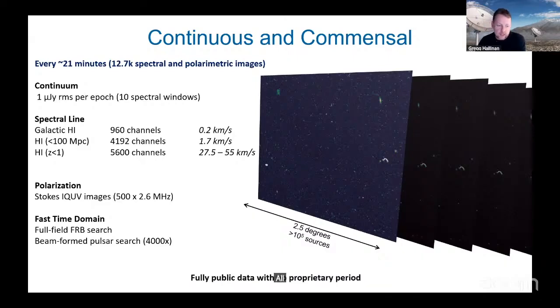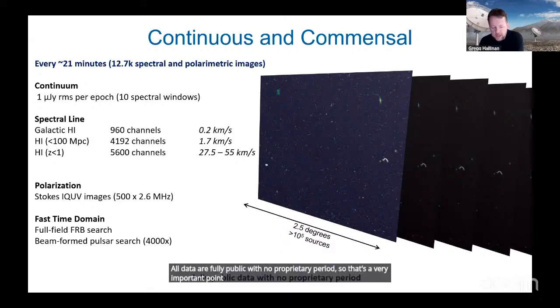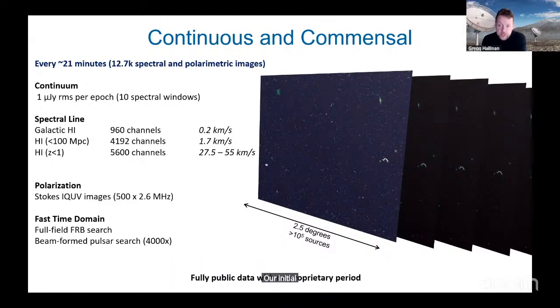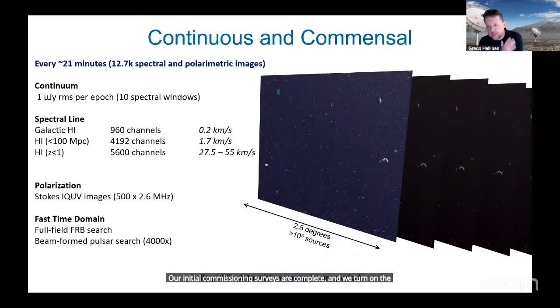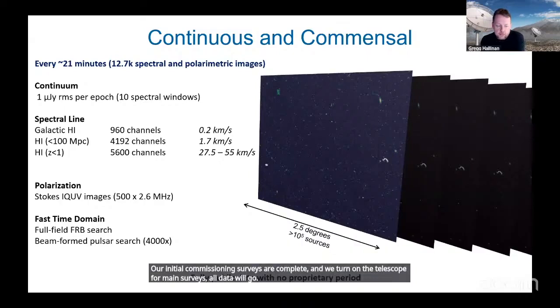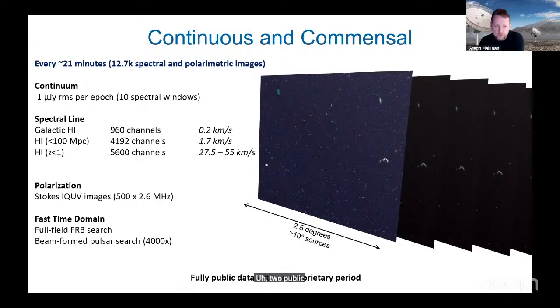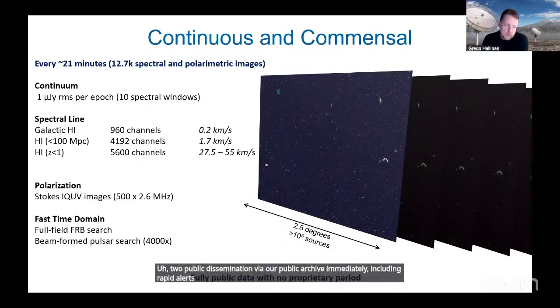All data are fully public with no proprietary period. So that's a very important point to make. Once our initial commissioning surveys are complete and we turn on the telescope for main surveys, all data will go to public dissemination via our public archive immediately, including rapid alerts for radio transients, and of course, in particular, almost immediate alerts for FRBs.